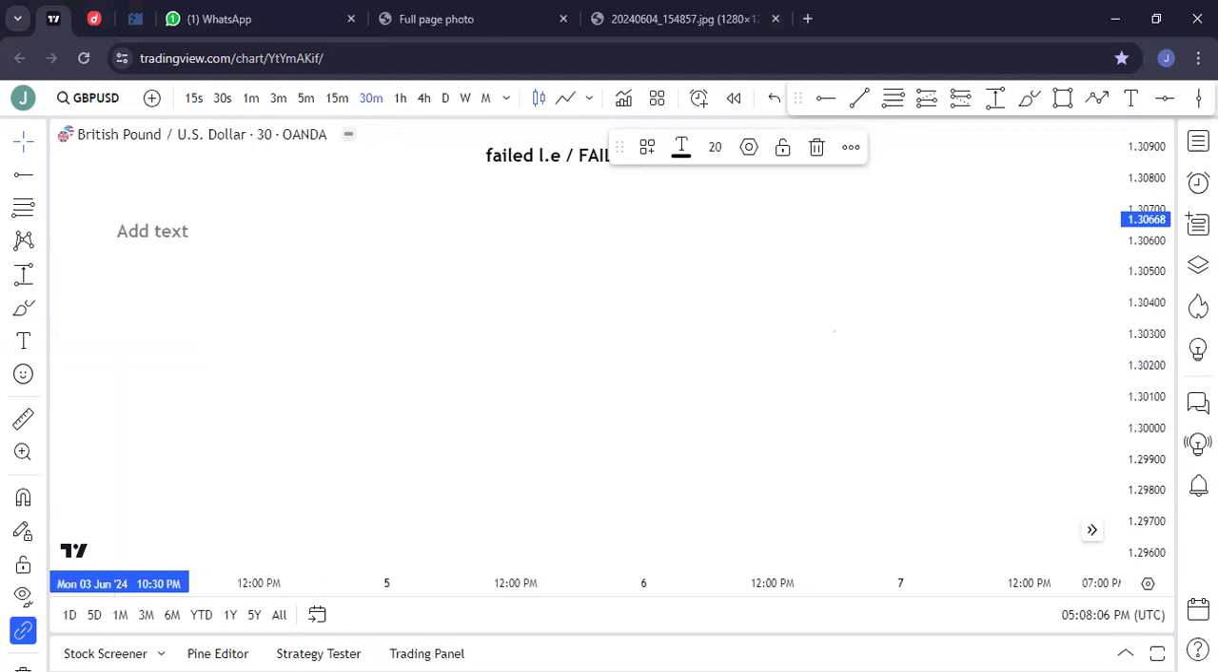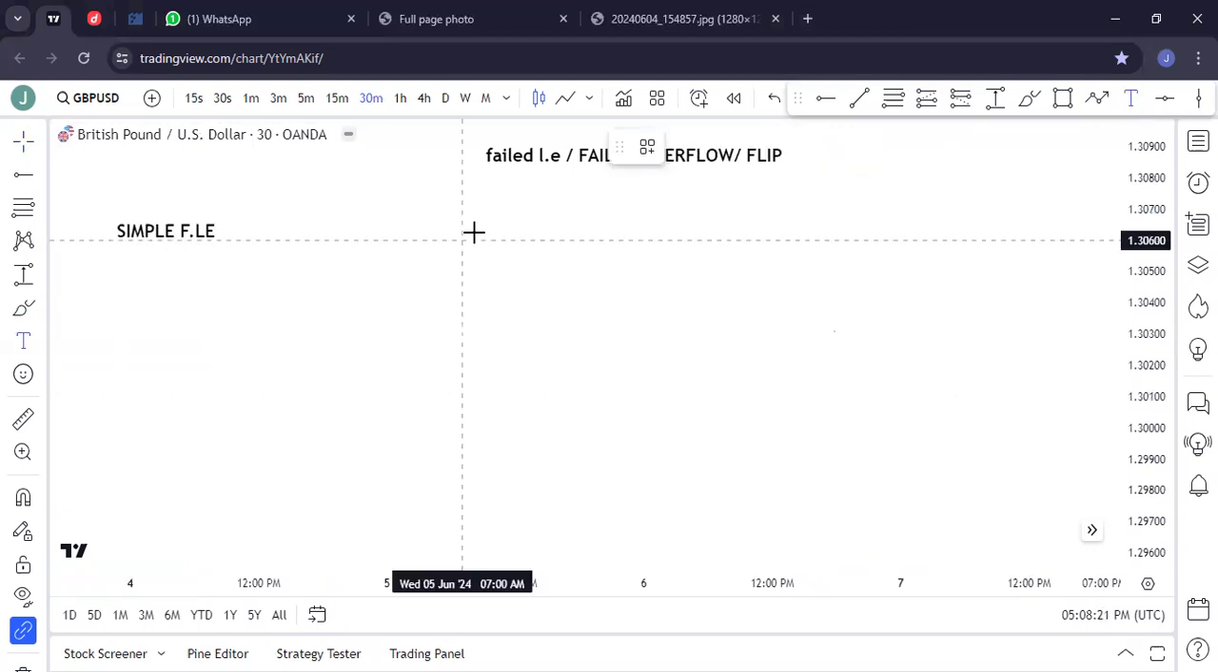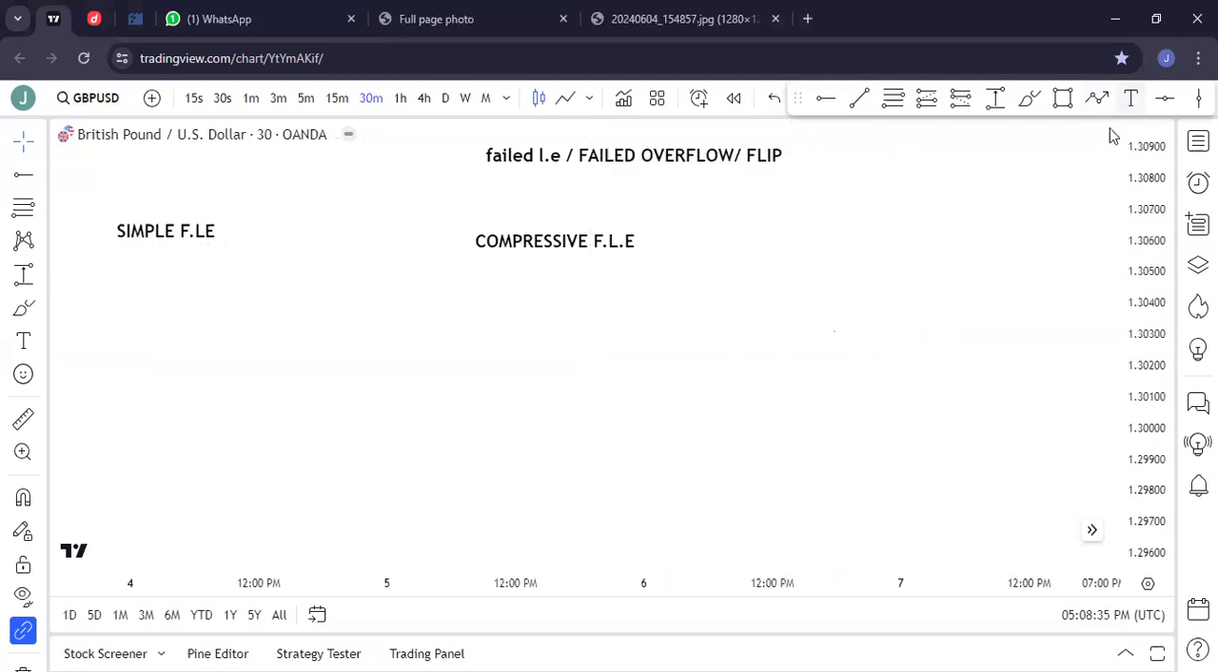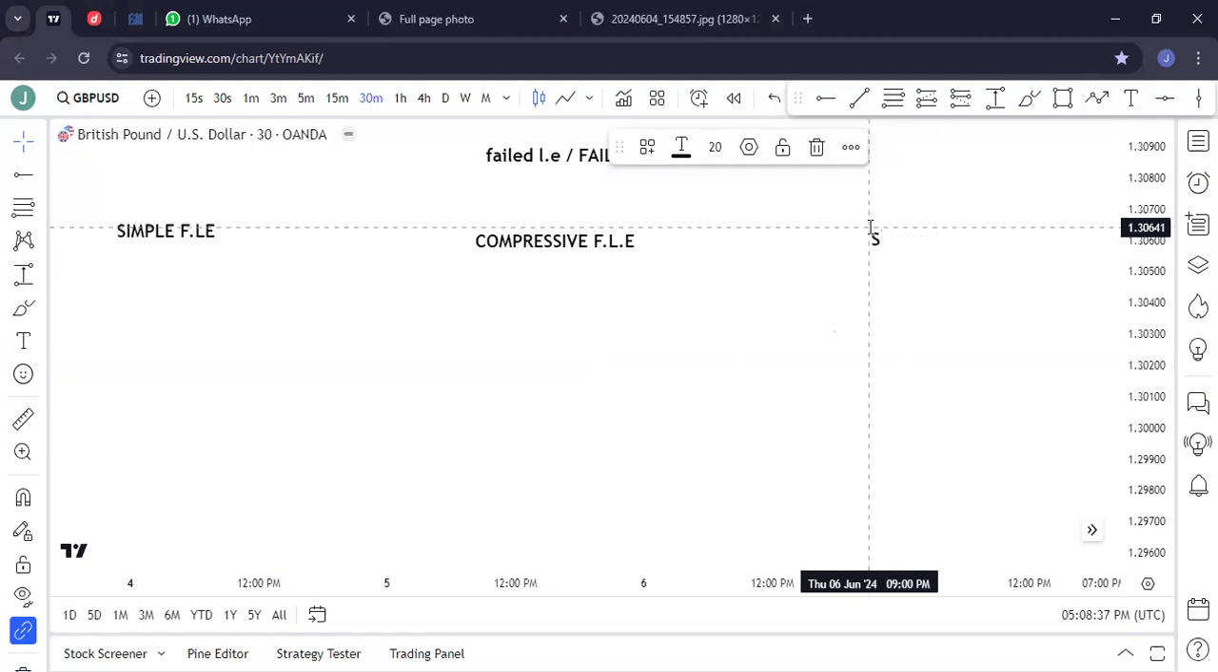The first type is what we call simple failed liquidity engineering. And the second type, we call it compressive failed liquidity engineering. And the third one is what we call simple compressive liquidity engineering.